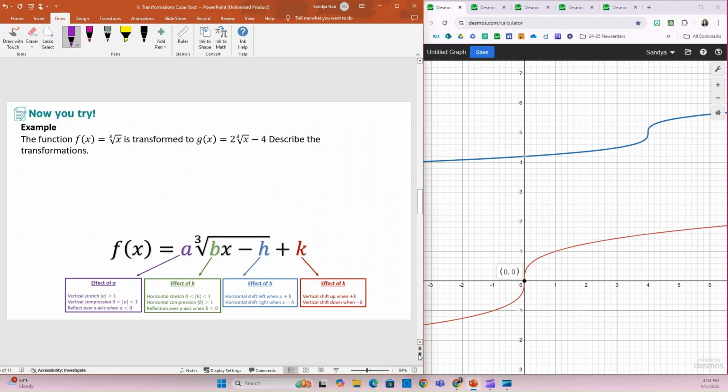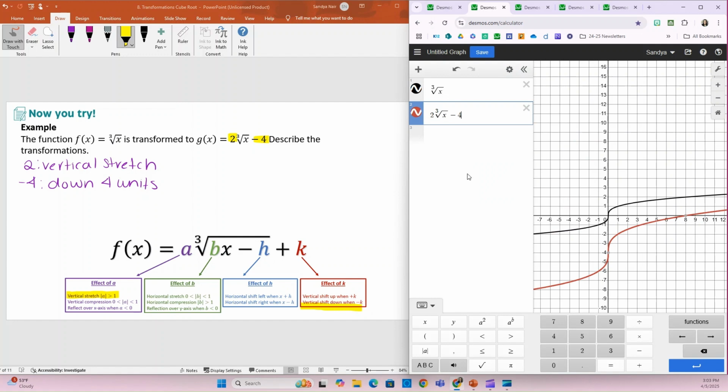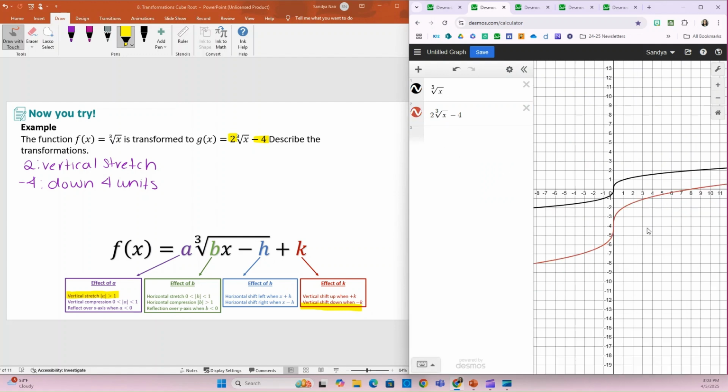So now you can go ahead and pause the video and try doing this example on your own. So here we have a graph with two transformations. First, we have that 2. That represents a vertical stretch because that's multiplying the root, and that absolute value of 2 is greater than 1. We have that minus 4 on the outside that represents a minus k, so that's going to be a vertical shift down. If we look at the graph of the original parent and the transformed function in Desmos, you can see that it has been vertically stretched because the transformed function is taller. And also notice that these points have been shifted 4 units down.